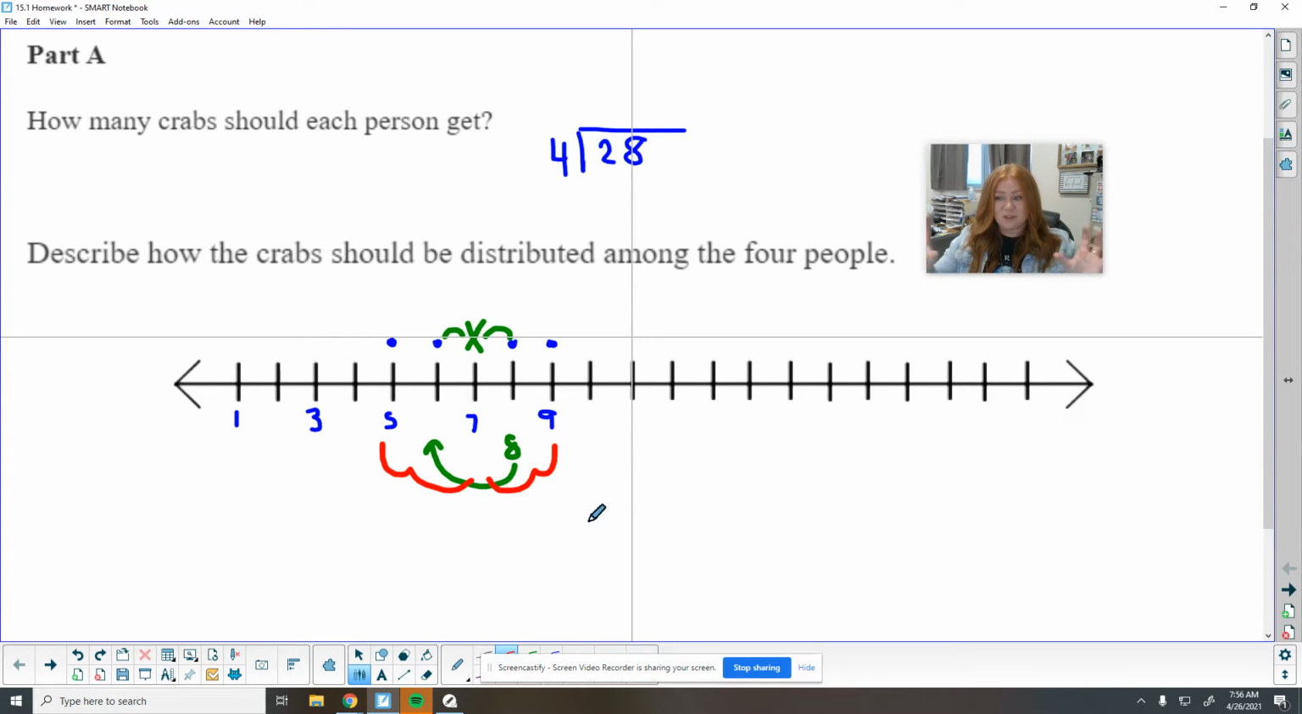So, right? We're just balancing everything to get to that 7. This person had 1 more. This person had 1 less. Combined, they both have 7. This person had 2 more. This person had 2 less. Combined, they both get 7.